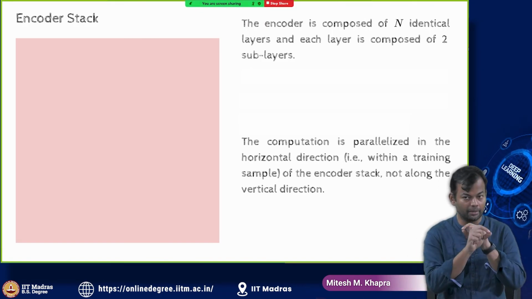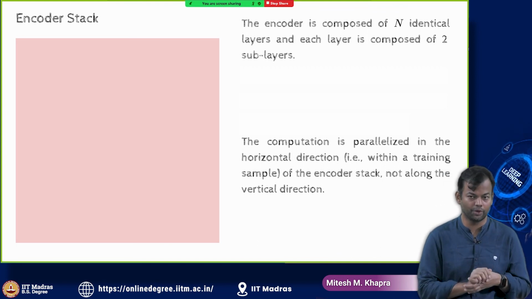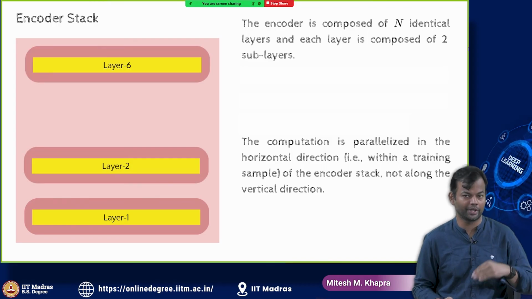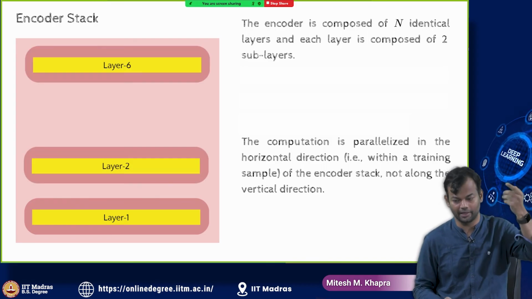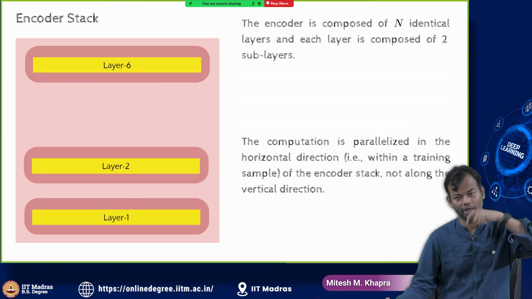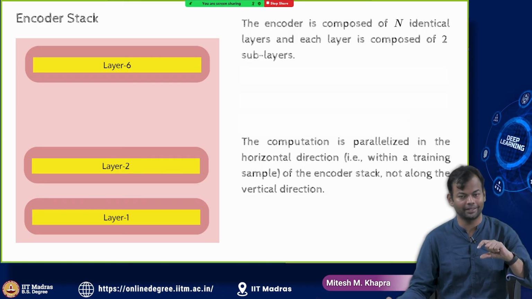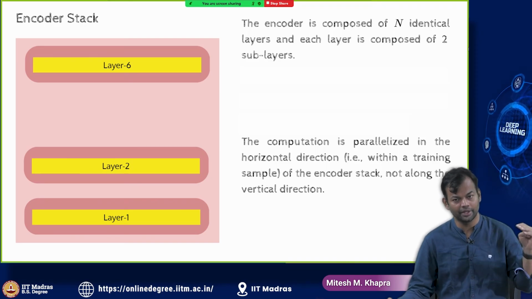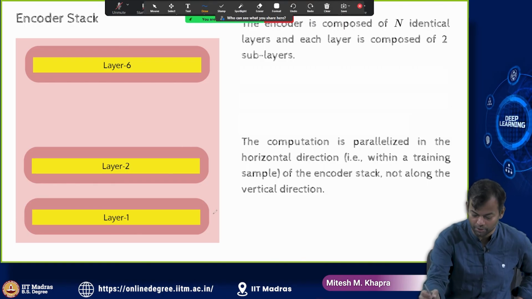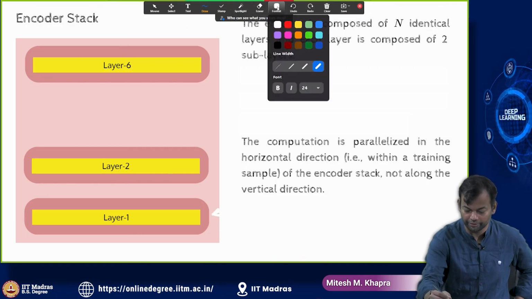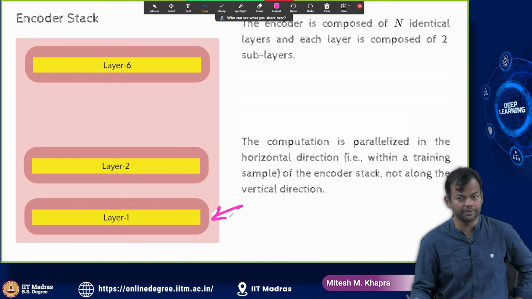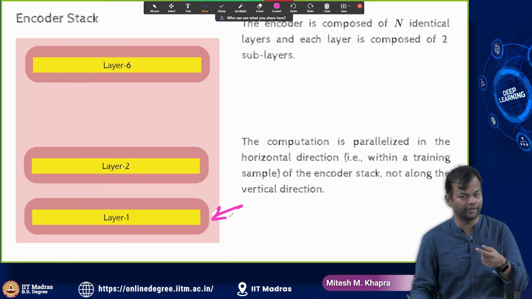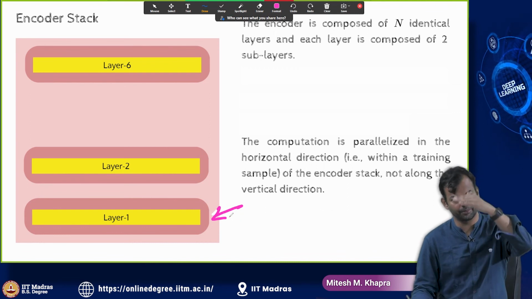So the computation is parallelized in the horizontal direction, right? What I mean by that is, if you have these n layers, of course you cannot compute all the layers in parallel, because layer 2 will take the output of layer 1 as input. Unless you have done the layer 1 computation, you cannot do the layer 2 computation. So when I say it's parallelized, it's only within each layer. For a given set of input samples within that layer, all the self-attentions, all the alphas, all the z's will get computed in parallel, right?